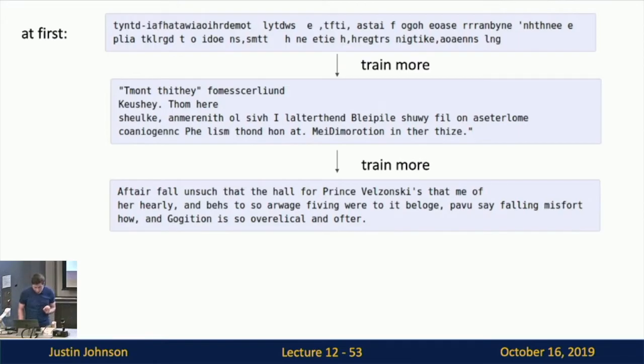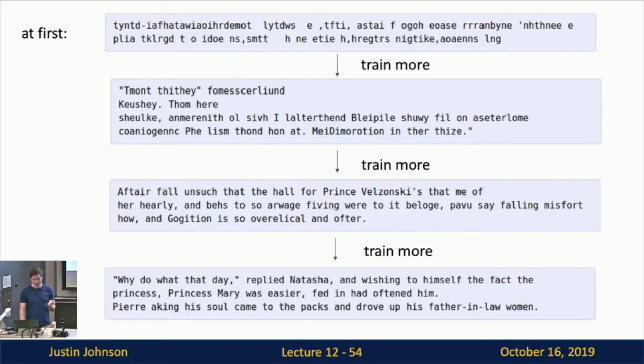We train a little bit more, and now it almost looks like sentences. There's some spelling errors, but it says something like "after fall usuch that the hall for Prince Velsmaki." So it's like starting to say something. But you train it even longer, and now it starts to get really, really good and starts to generate text that looks fairly realistic. So now it says, "Why do what they day, replied Natasha, and wishing to himself the fact the princess Mary was easier." So, you know, the grammar's not perfect, but this does look kind of like real English.